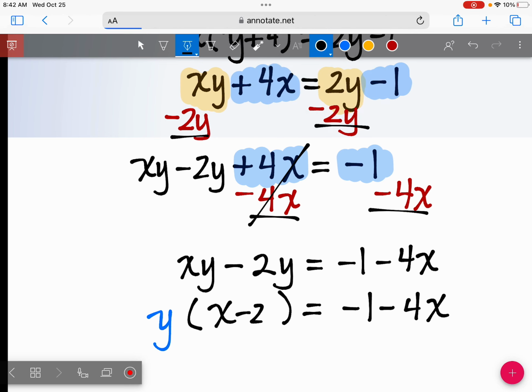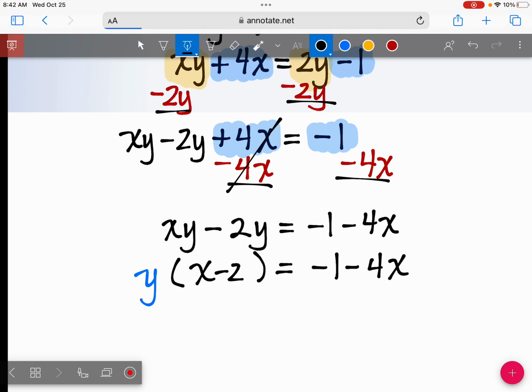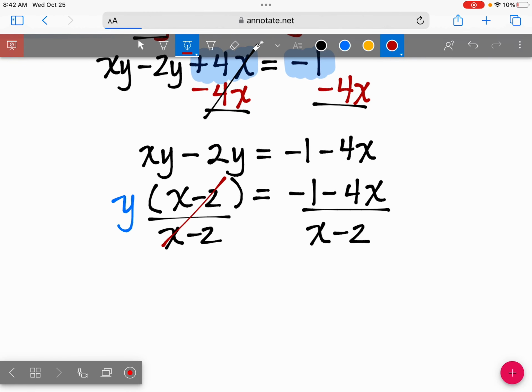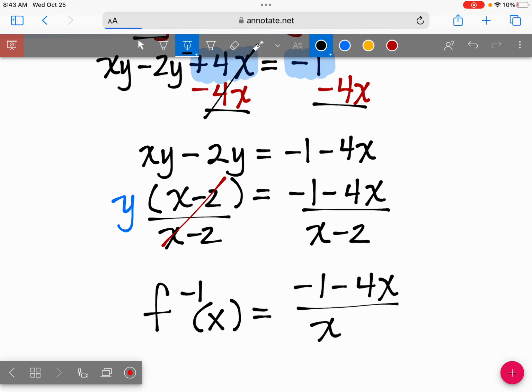So your last step is to divide both sides by x minus 2. And you are finished, because that cancels out. So now y is by itself. So my inverse function is negative 1 minus 4x over x minus 2.